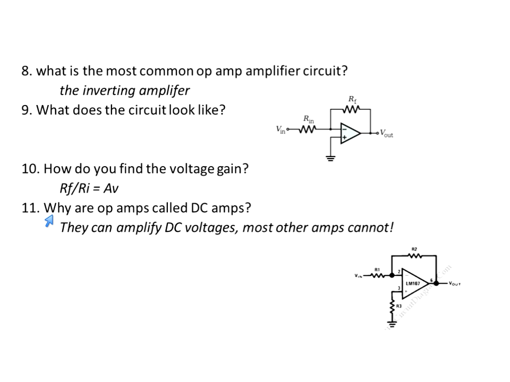Now, why are op-amps sometimes called DC amplifiers? Well, they can amplify DC voltages. Most other amplifiers cannot amplify DC voltage, but op-amps can. So that's why op-amps are sometimes called DC amps. Your basic common emitter and common collector cannot amplify DC. These special integrated circuits can.